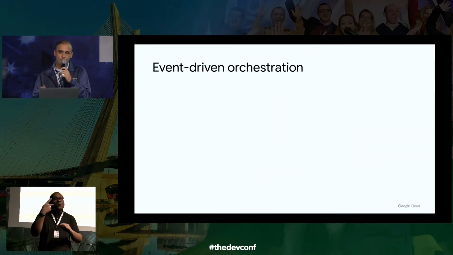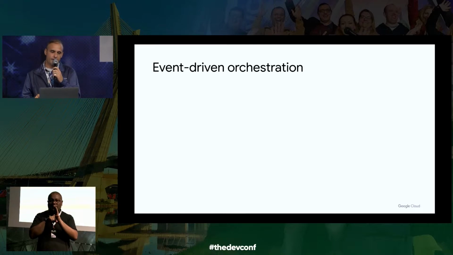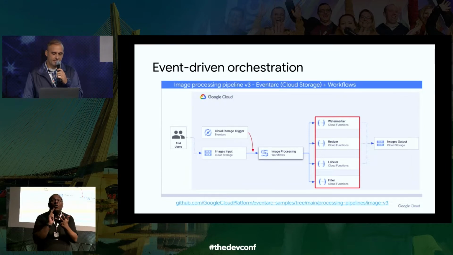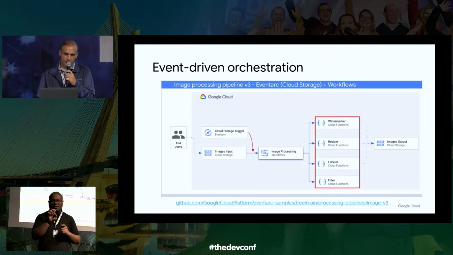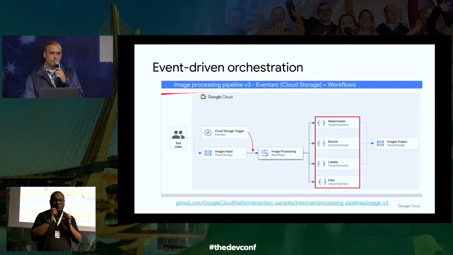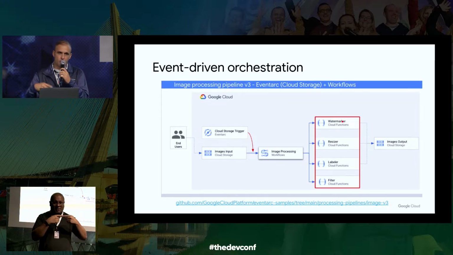Okay, one pattern that I see quite often is what I call event-driven orchestration. I have this example on GitHub that you can check out, and it's an image processing pipeline. In this pipeline, the idea is that users save some images to a bucket, and then a number of services process that image in order.